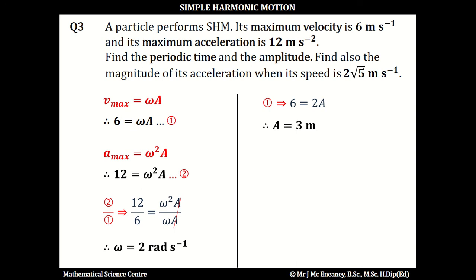Next of all, if we want to find the periodic time, T is 2 pi over omega, so this means T is going to be 2 pi all over 2, which is pi seconds.